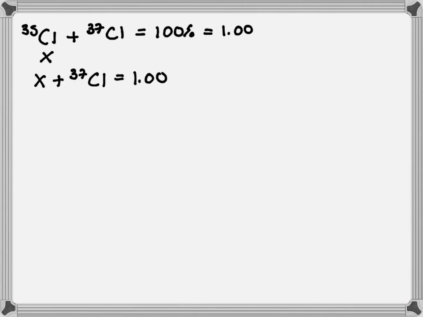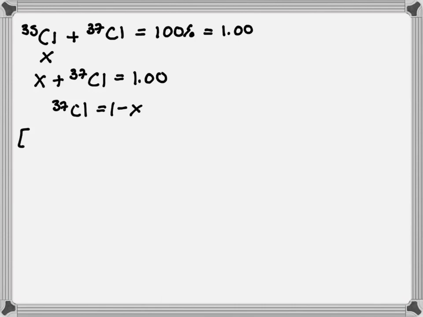So my chlorine 37 is going to equal 1 minus X. Okay? So now instead of having two variables, chlorine 35 and chlorine 37, now I have one variable because I have solved both of them for X. So now I can put them together in my equation.